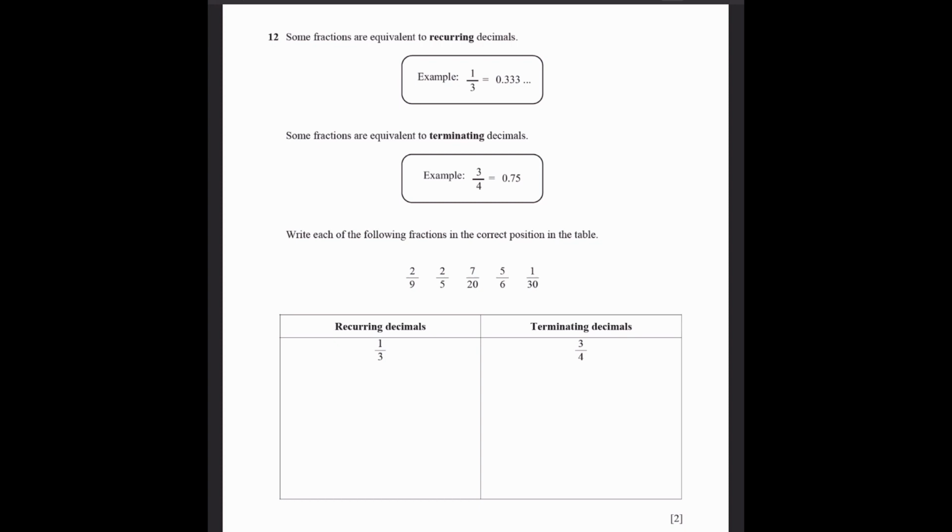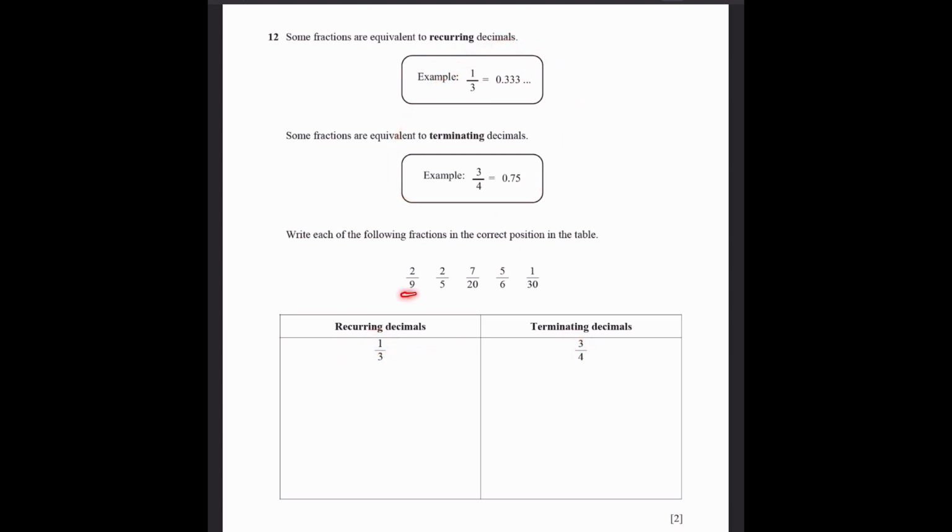Question 12. Some fractions are equivalent to recurring decimals. For example, 1 by 3 is equal to 0.333... Some fractions are equivalent to terminating decimals. For example, 3 by 4 is equal to 0.75. Write each of the following fractions in the correct position in the table. The recurring decimals, we have 1 by 3 and 3 by 4 as given here.